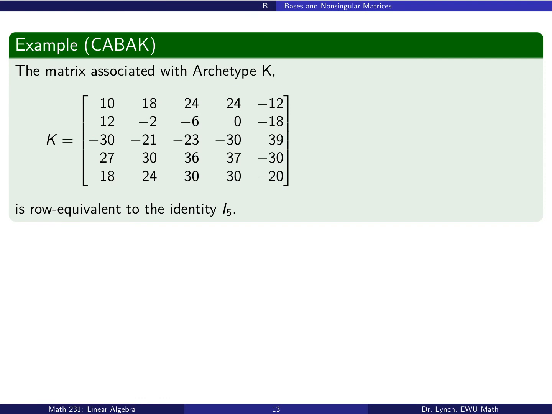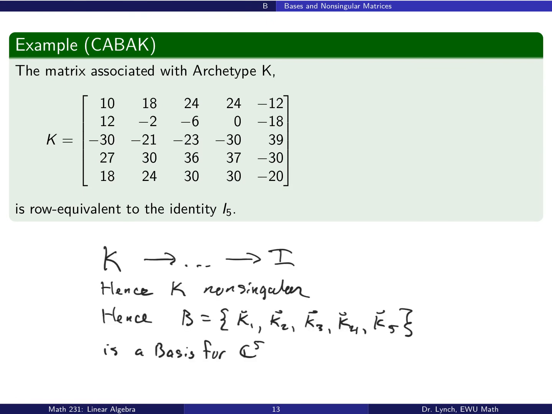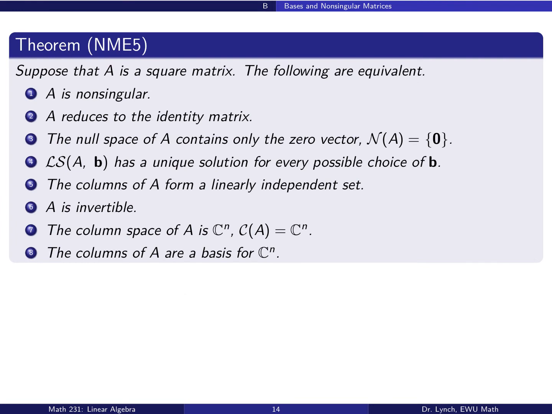Okay. So here is an example. The matrix associated with archetype K we know is row equivalent to the identity. Therefore, the columns of K are a basis for C5. It's not totally clear why you would want to use this basis, but this is a basis for C5. Okay, so here is an addition to our non-singular matrix equivalency theorems. We've added this one statement that the columns of a non-singular matrix are a basis for Cn. And again, that's exactly a result of being linearly independent and spanning Cn.